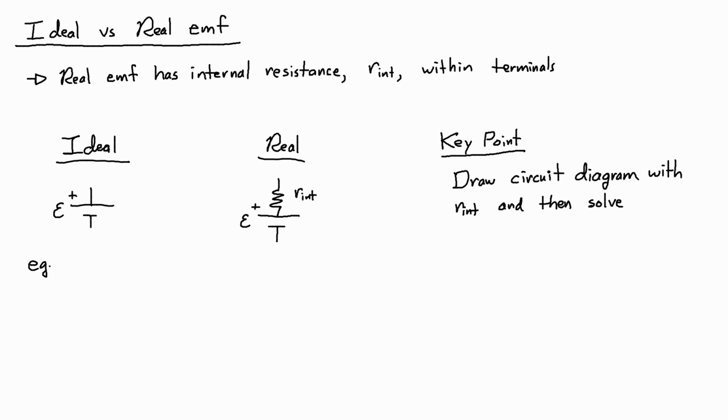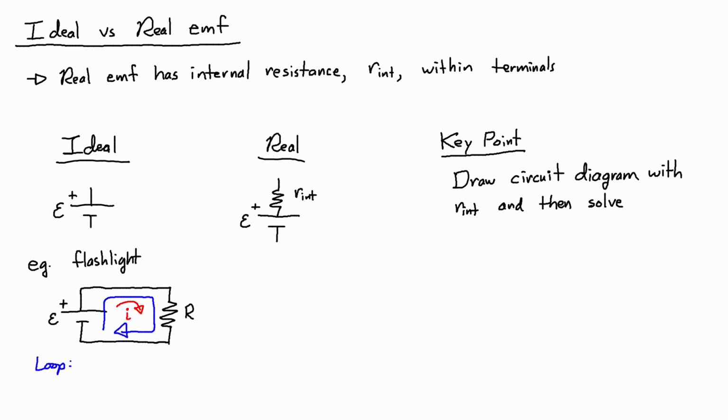If we look at our most basic example, the flashlight, with an ideal EMF, you just have the EMF and the resistor, and then current, in this case, would flow clockwise from the positive terminal to the negative terminal, and it goes clockwise through the resistor. If I do the loop rule on this, the EMF minus IR is equal to 0. And the change in potential across the resistor is equal to IR. If I isolate IR, then I have just that the EMF is equal to IR. And that potential difference in most flashlights is related to the brightness. So the brightness of this flashlight depends only on the EMF.